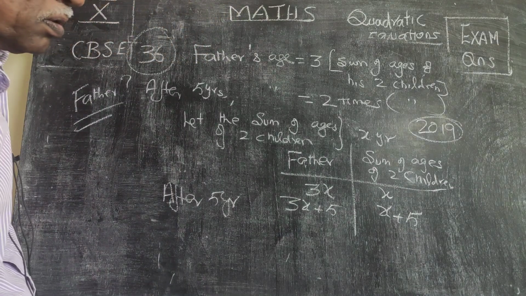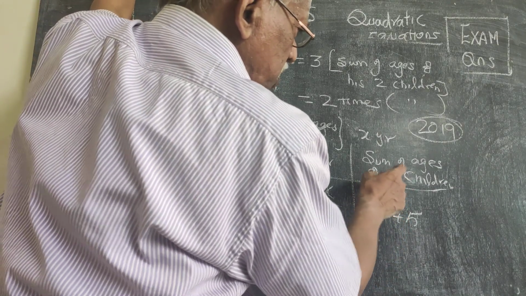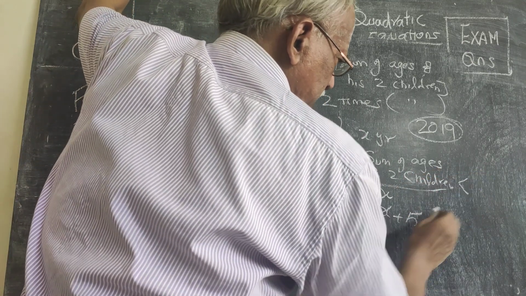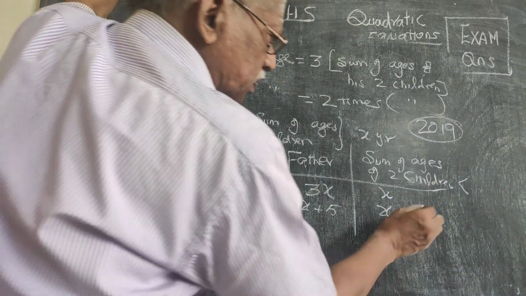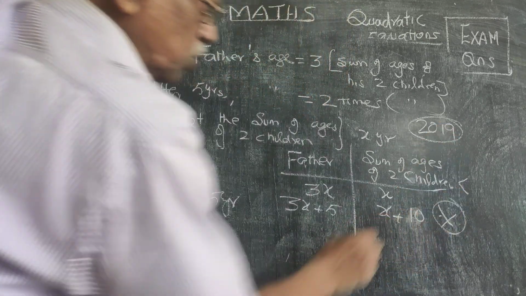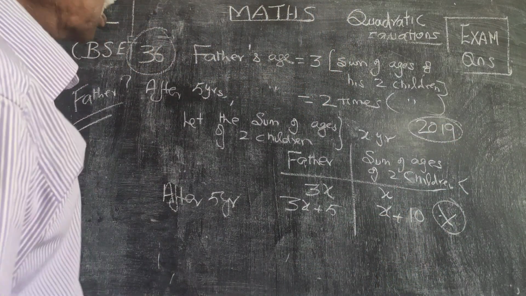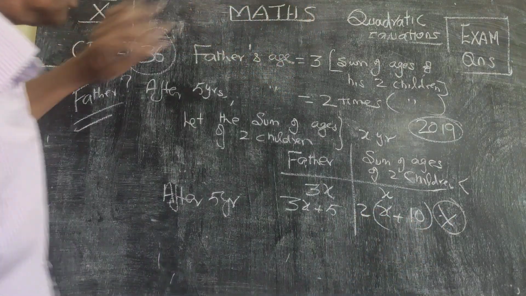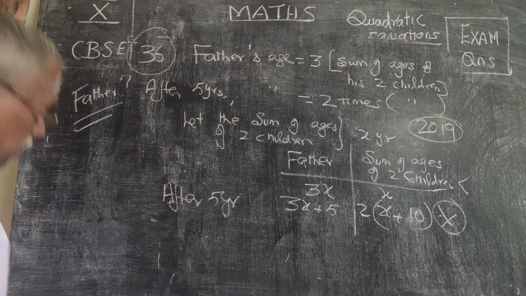Is it not? But here is the mistake. The question says 2 children. Therefore, both the children will cross 5 years. Therefore, the total age of the children will be after 5 years x plus 10. So, generally students are making mistakes here. X plus 5 they put. Now, what is given in the equation? Father's age is 2 times the sum of the ages of his 2 children. Now, the problem is simple. We can go for this.